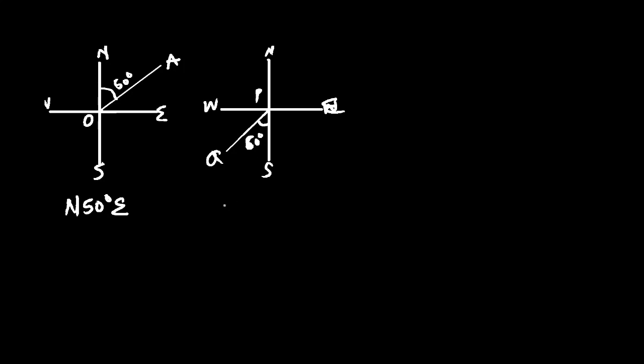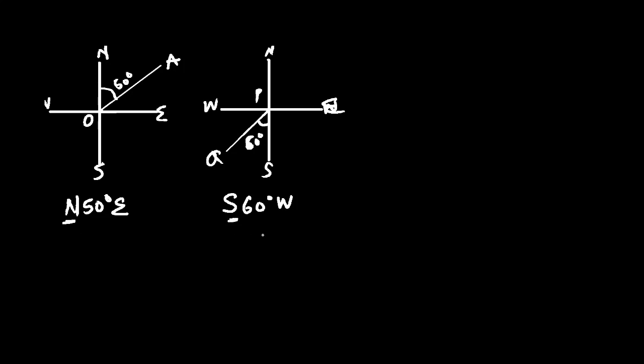While this one means south 60 degrees west. So it means you are measuring 60 degrees from south in a clockwise direction. Are you following now? So you can see this one you are measuring from north, and this one you are measuring from where?